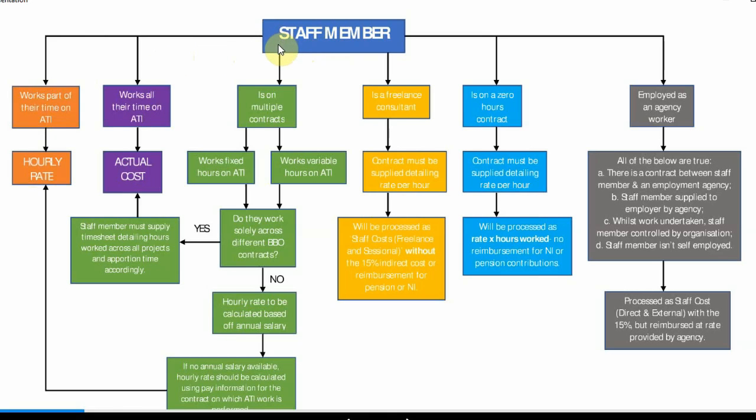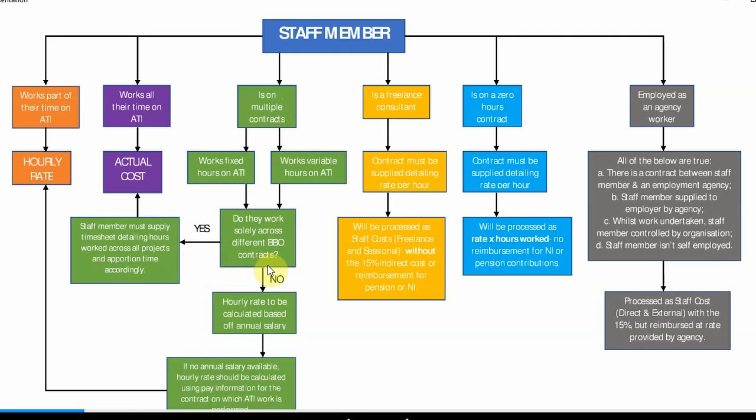A slightly more complicated way to go is if your staff member is on multiple contracts. It doesn't matter if they work variable or fixed hours on ATI. The next question to ask is, do they work solely across different BBO specific contracts? If this is the case, they should be treated as an actual cost staff member, providing a timesheet from which we can apportion their time and costs.